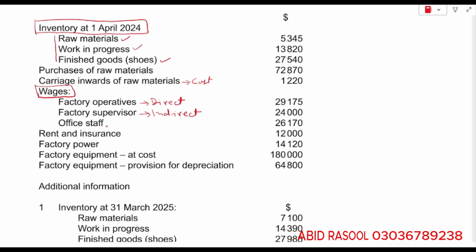Office staff wages are not supposed to go in manufacturing account, because office staff is not related with the manufacturing. Any expense of the office is not shown in manufacturing account. These are shown in income statement. All expenses related to offices are shown in income statement. This is very important while making manufacturing account.